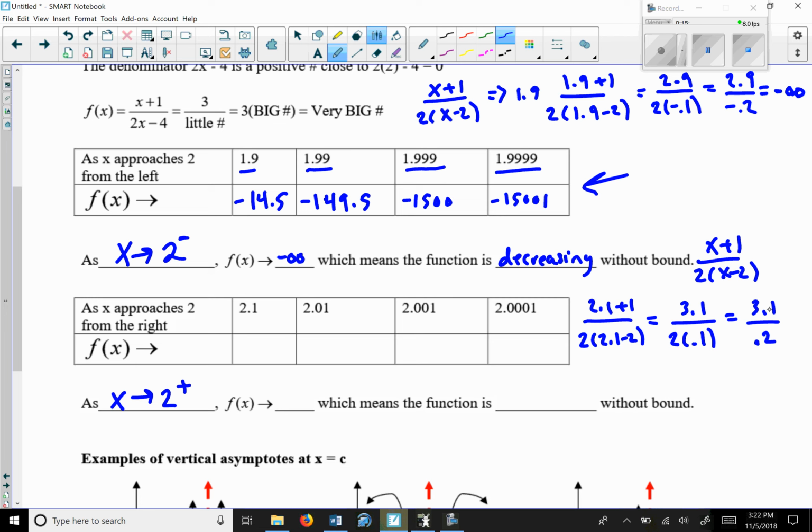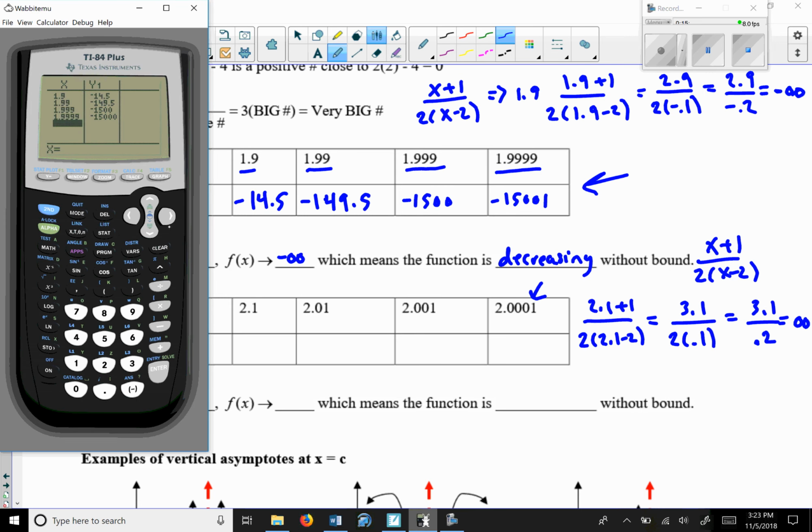So we have a number over a very small number because, again, we're going to get smaller and smaller values as we get closer and closer to 2 from the right side. So that tells me this is going to be going towards positive infinity. So we can check our calculator table just to make sure what we're saying is correct. So let's go ahead and do that.